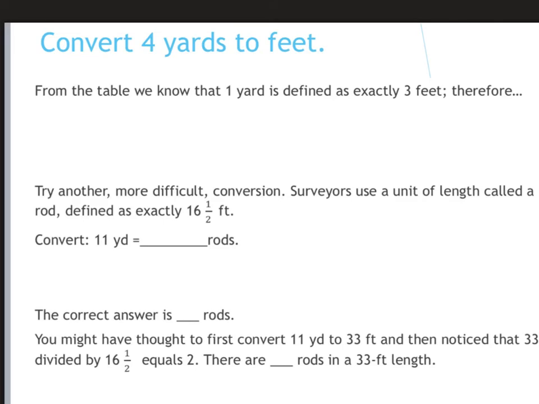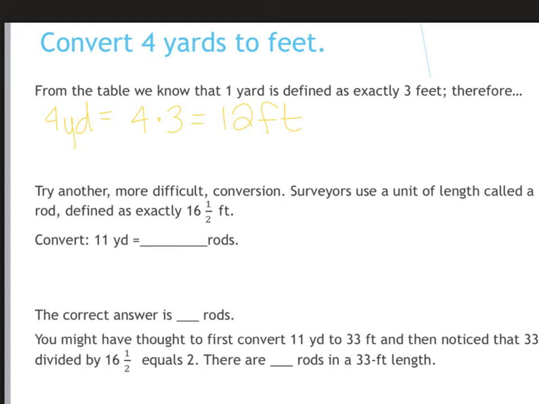So here we're going to convert 4 yards to feet. From the table, we know that 1 yard is defined as exactly 3 feet. So therefore, 4 yards is equal to 4 times 3, which is 12 feet. So that one's pretty easy. So let's try another one that's a little bit more difficult.